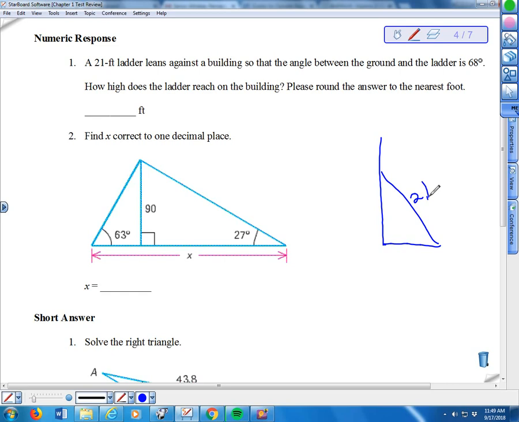The angle between the ground and the ladder is 68 degrees. How high does the ladder reach on the building? So that's just sine. Sine 68 times 21 is 19.47, so the nearest foot would be 19 feet.